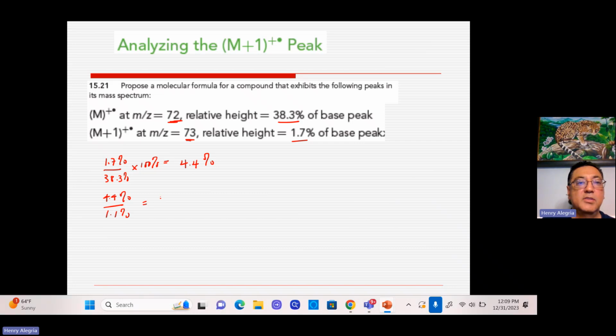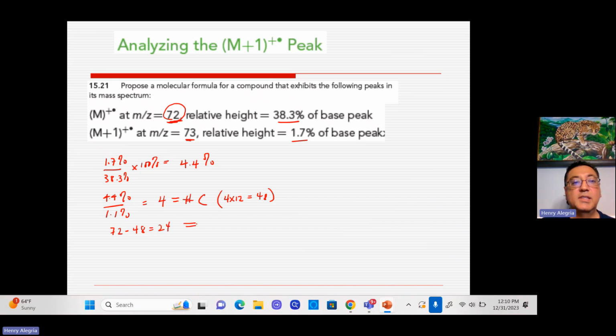And you can see that that's going to be 4. This is equal to the number of carbons that we have. Now, 4 carbons will be 4 times 12, since each carbon is 12, which means a mass of 48. We know that the mass of the molecule is 72. So therefore, 72 minus 48 is going to be 24.